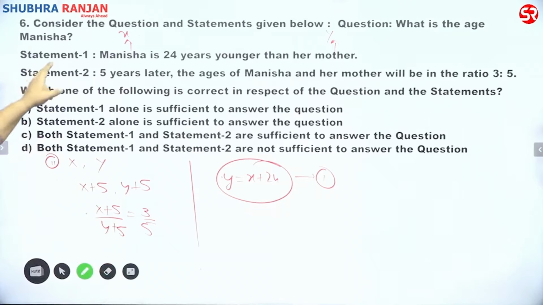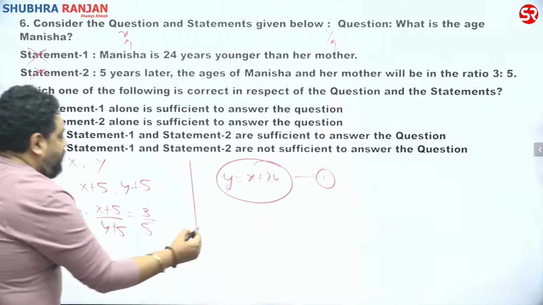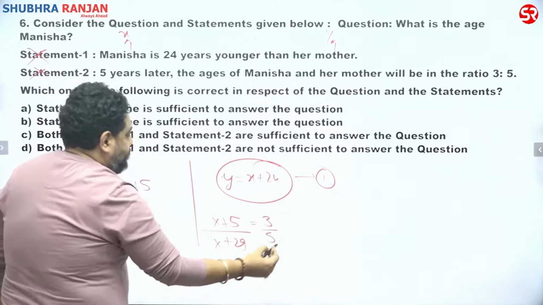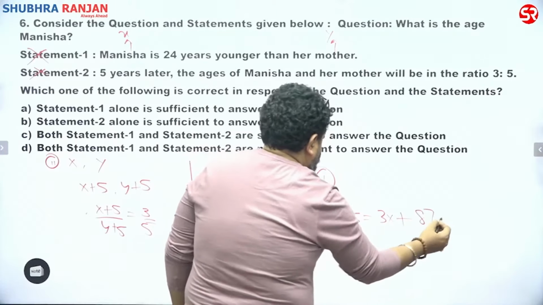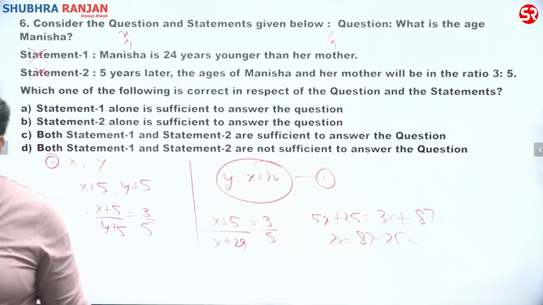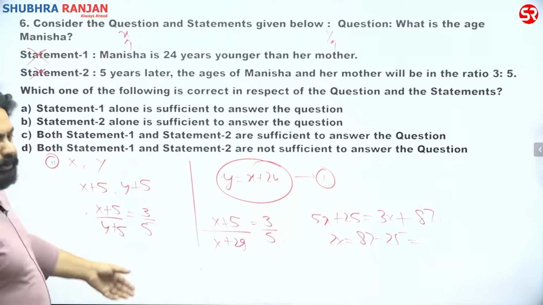If I combine them together: first statement not giving you the answer, second alone not giving you the answer. When I combine them together, then you can put the value of y over here, so x would come. If x would come, your answer would come. So definitely 3, which is combining. If you say I can solve it, x plus 5 over x plus 29 is equal to 3/5. Try this also. 5x plus 25 equals 3x plus 87, which means 2x is equal to 87 minus 25, which is 62. So x is equal to 31, so the present age of Manisha is 31. Clear? I hope now this is good, because it is an equation also, so better.